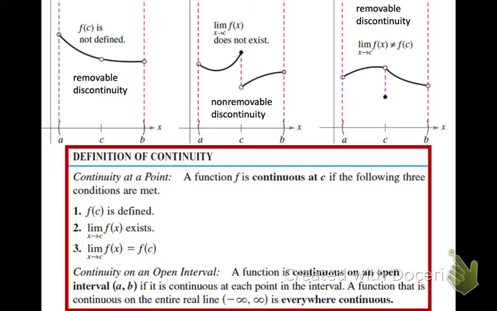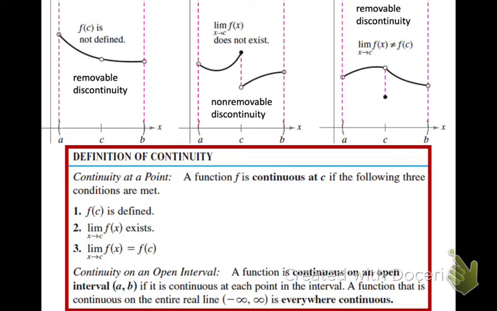Up at the top, the first example is called a removable discontinuity. The reason why it's removable is because could I stick my finger right there on that hole and plug it up? I guess. Yeah? Anything that I can fix easily like that is called removable. The next one is called a non-removable. Are they connected in any way? No. There's a big, huge gap, isn't there? That is clearly discontinuous.